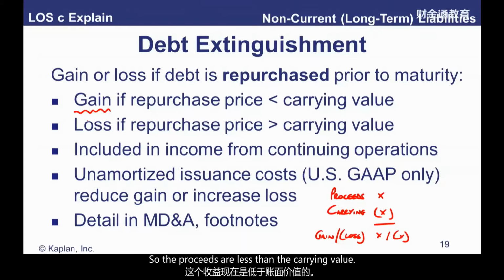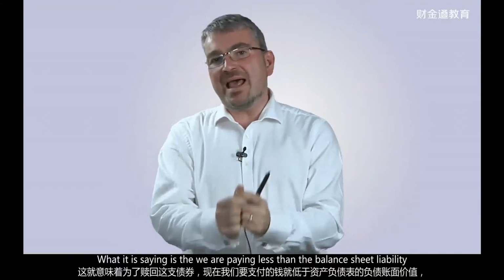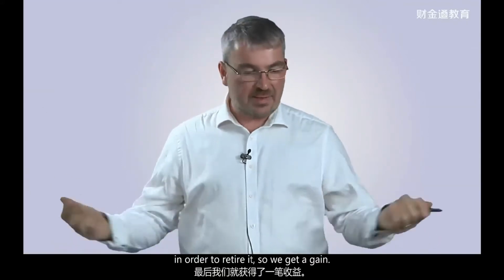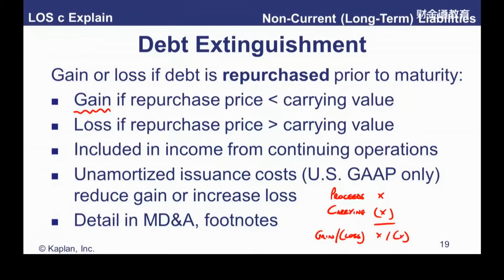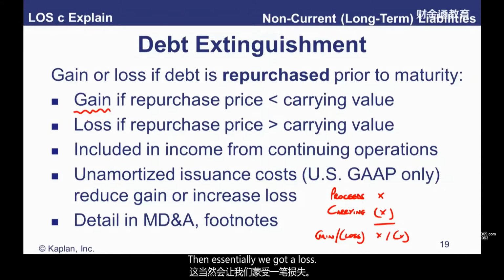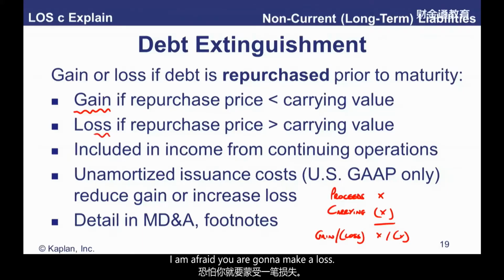If the proceeds are less than the carrying value, what it's saying is we are paying less than the balance sheet liability in order to retire it. So we get a gain. We're going to get a loss if the opposite is true. If the proceeds that we have to pay to retire the bond are greater than the carrying value of the liability, then essentially we've got a loss. So if you pay less than the carrying value of the liability, you're going to get a gain. And if you pay more than the carrying value of the liability, I'm afraid you're going to make a loss.